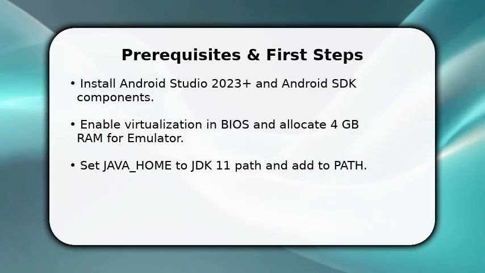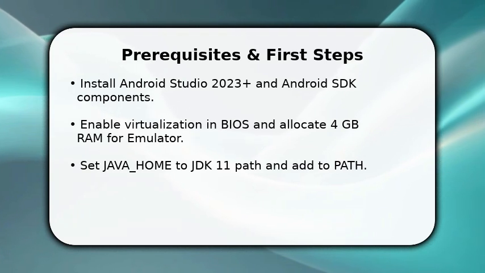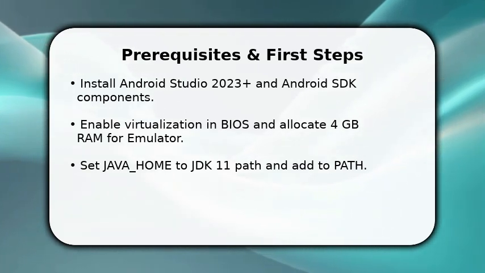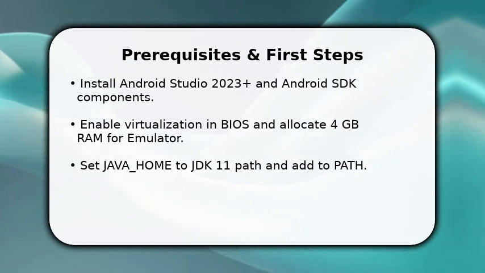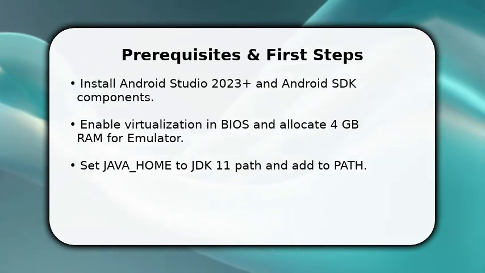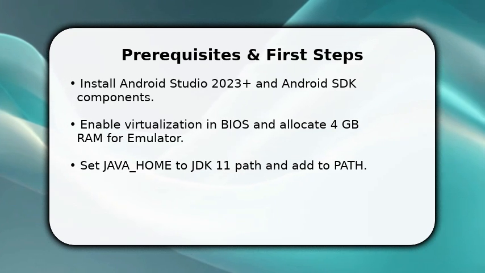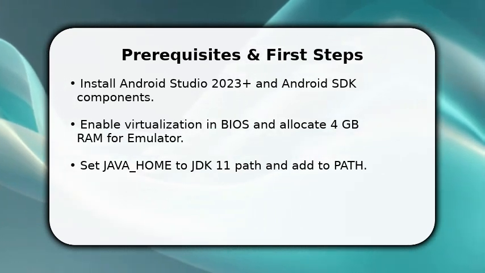You start by confirming prerequisites. Android Studio and the Android SDK are installed, virtualization is enabled, and your JDK path is set. Open Android Studio and choose Standard, Install to get the SDK and emulator quickly.